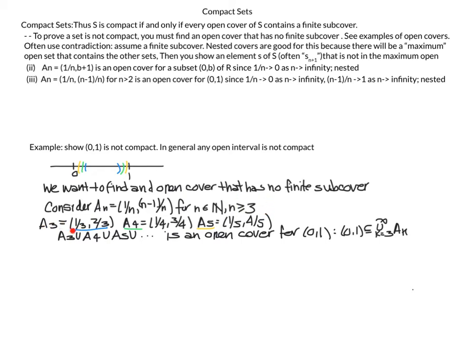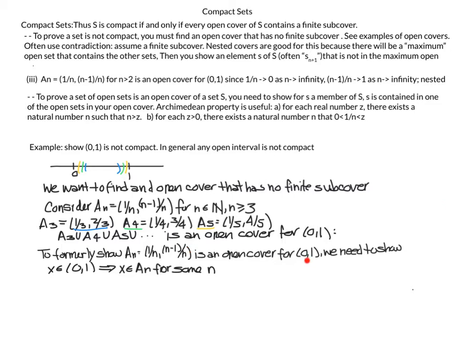So we have A_3 is equal to (1/3, 2/3), and that's in blue. A_4 would be equal to (1/4, 3/4), which is in green. And A_5 is equal to (1/5, 4/5), which is in yellow. So you can see each subset is nested inside the next set. So the claim is that this set of A_n is an open cover for (0, 1).